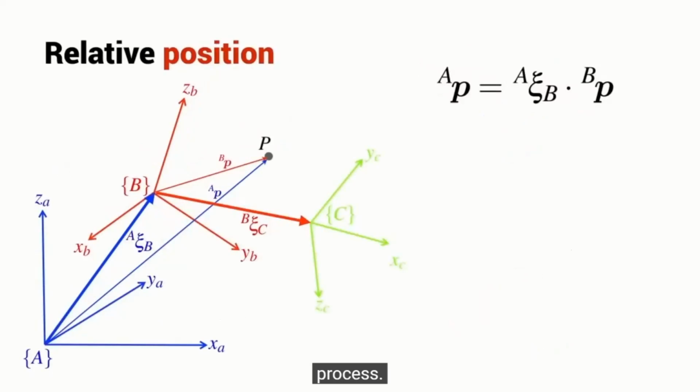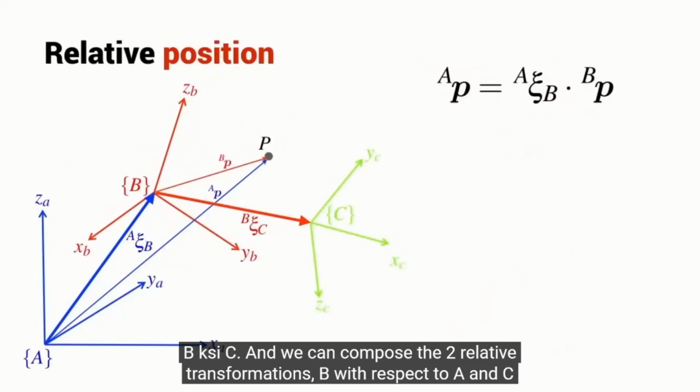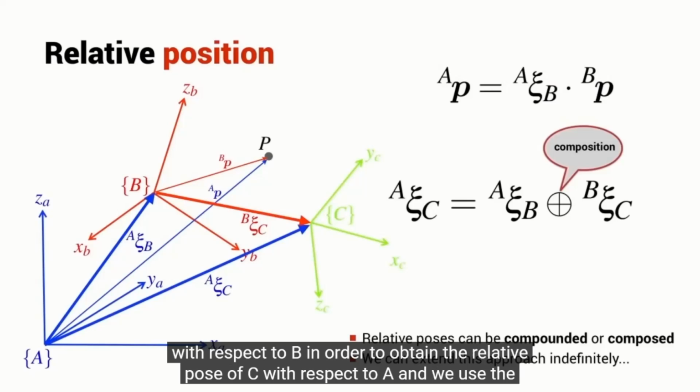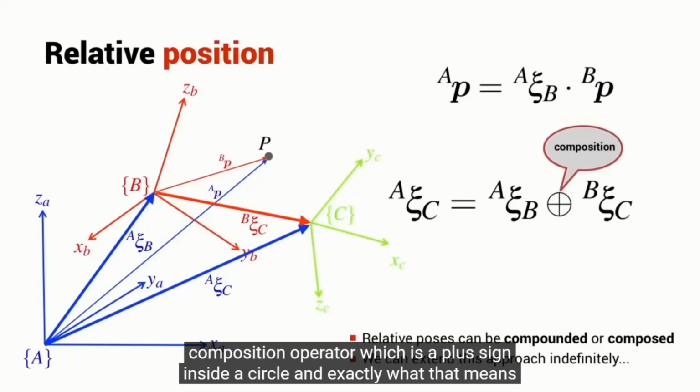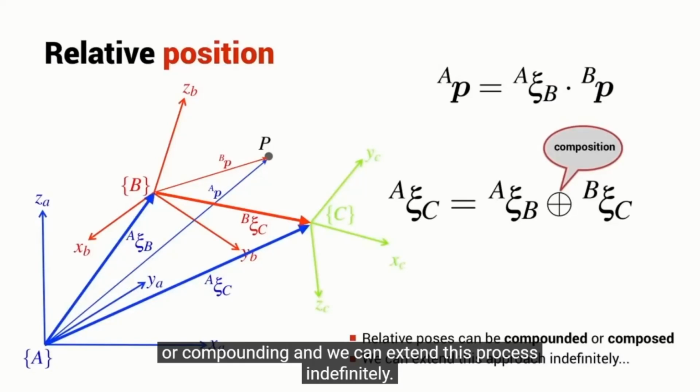We can extend this process now. We can define coordinate frame C with respect to coordinate frame B using the symbol B psi C. And we can compose the two relative transformations, B with respect to A and C with respect to B, in order to obtain the relative pose of C with respect to A. And we use the composition operator, which is a plus sign inside a circle. And exactly what that means is something we'll get to later in this lecture. But it's a process referred to as composing or compounding.